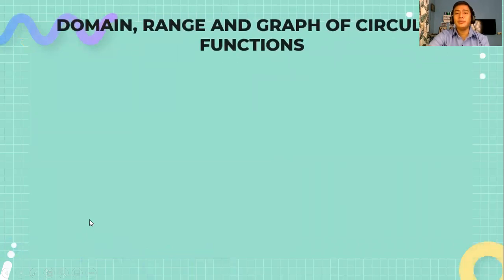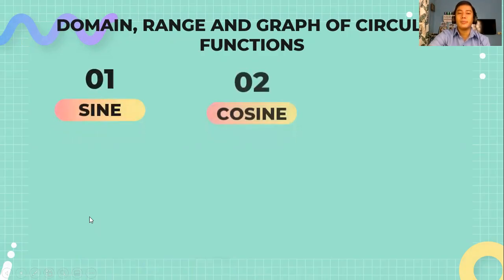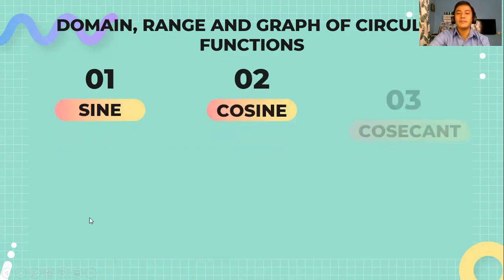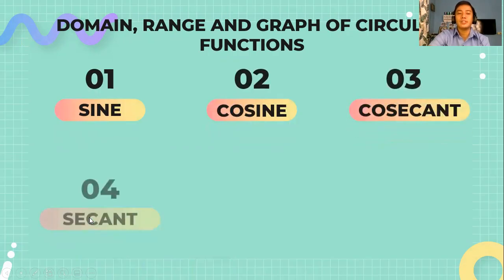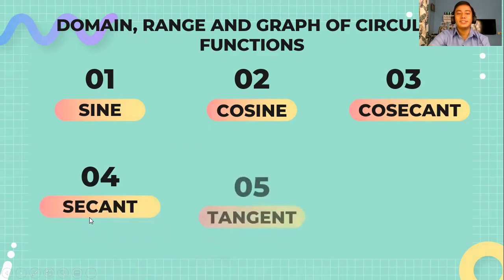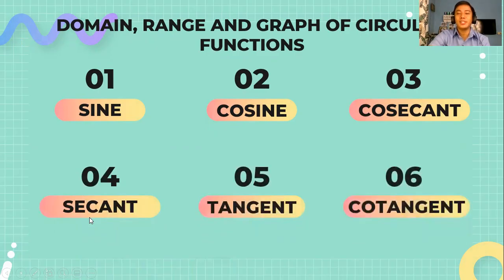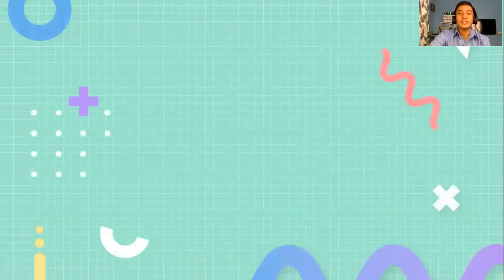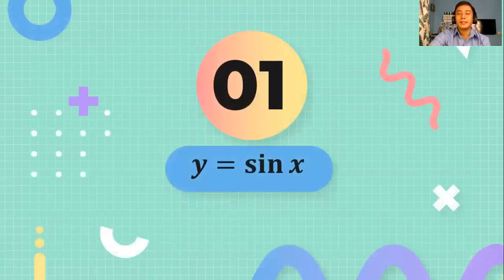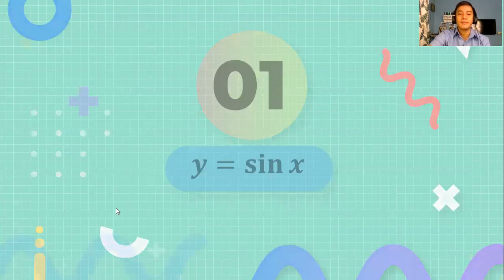Now, how do we determine the domain, the range, and the graph of circular functions? We'll talk about the sine function, cosine function, cosecant function, secant function, tangent function, and number 6, the cotangent function. Let's start with the sine function. The given function is y = sin x.